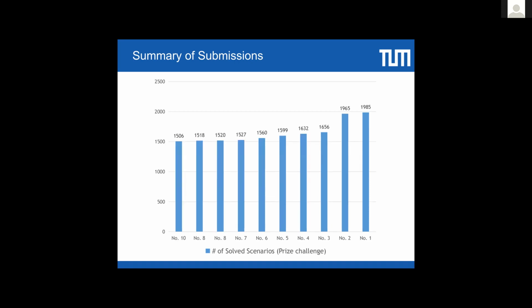And this is the summary for the prize challenge, which the students could solve all available scenarios. And as you can see, the first 2 students actually had a very close number of submissions. It's just a marginal difference. Yeah, again, it will be interesting to see whether their solutions are similar or how they managed to do so.